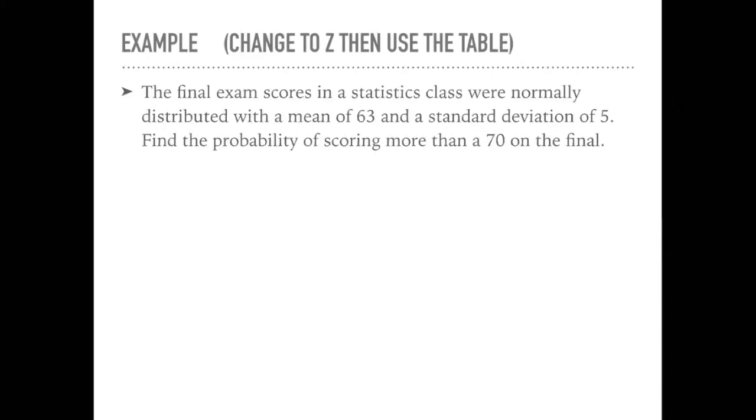So let's go ahead and try some examples here. The final exam scores in a statistics class were normally distributed with a mean of 63 and a standard deviation of 5. Find the probability of scoring more than a 70 on the final. Okay, so we have a mean, which means we have mu. We have a standard deviation, which means we have sigma. We're looking for more than 70, so the probability x is greater than 70.